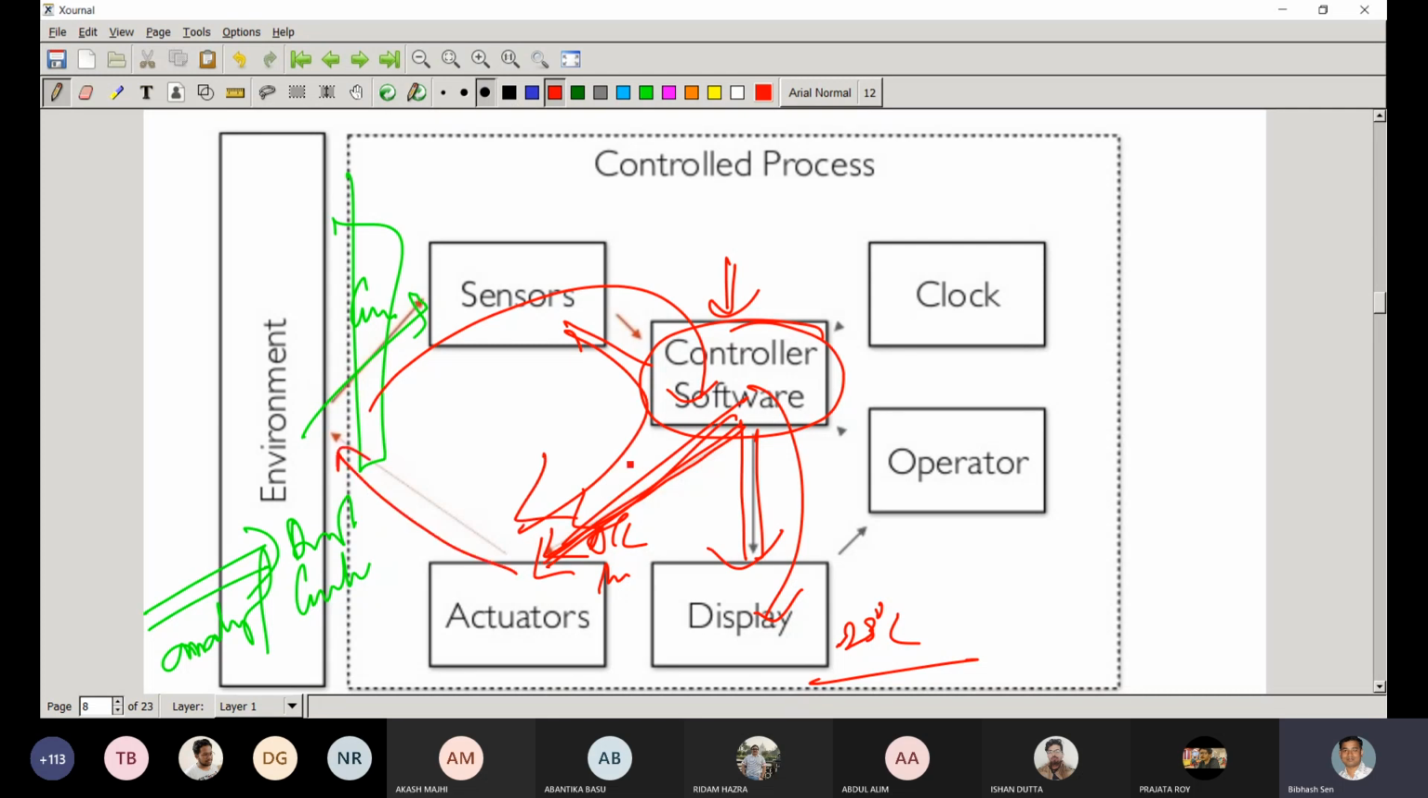Finally, with the application of the environment, that means with the different behavior of the environment, it starts working. And there is also a clock to synchronize the operations, and some operator will be useful during the management of the output.